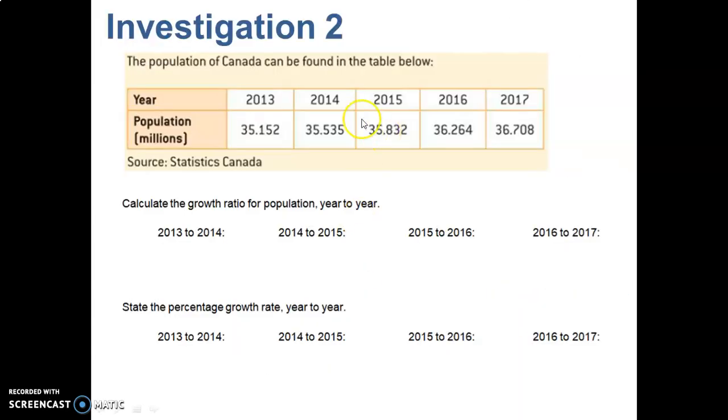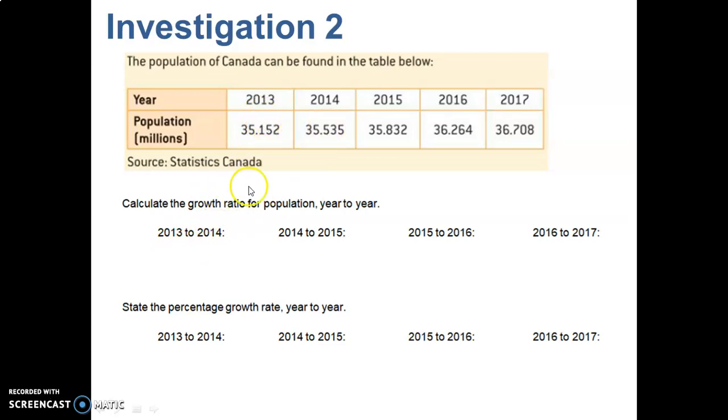So we have the population of Canada. It is given here in millions. So this is 35.152 million and so on. You can see the population has been rising just slightly every year, not too much. Our goal is to calculate the growth ratio for population year to year. So what is the growth ratio from 2013 to 2014?